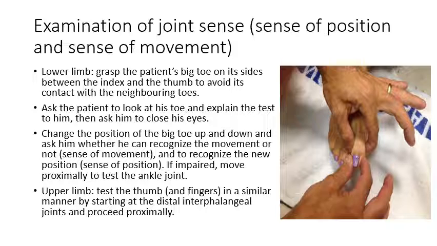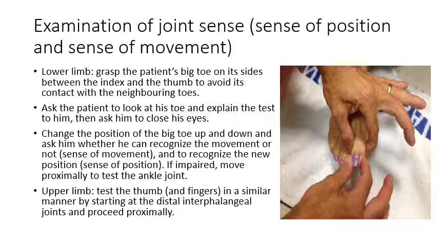Examination of joint sense, which is another modality of deep sensation. Joint sense involves two types of sensation: sense of position and sense of movement. For the lower limb, grasp the patient's big toe on its sides between the index and the thumb to avoid its contact with the neighboring toes. Ask the patient to look at his toe and explain the test to him, then ask him to close his eyes.